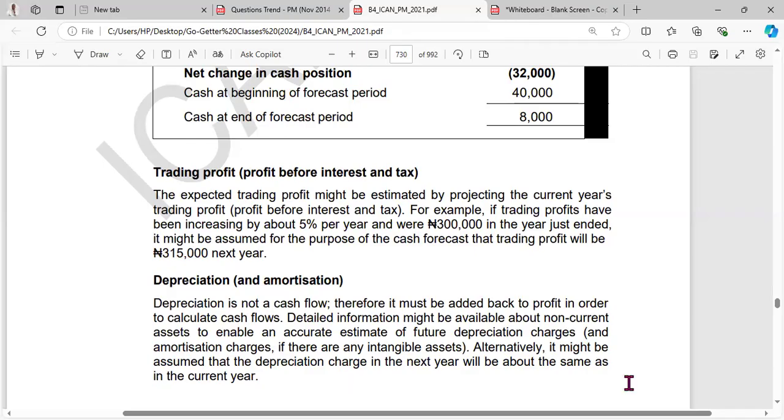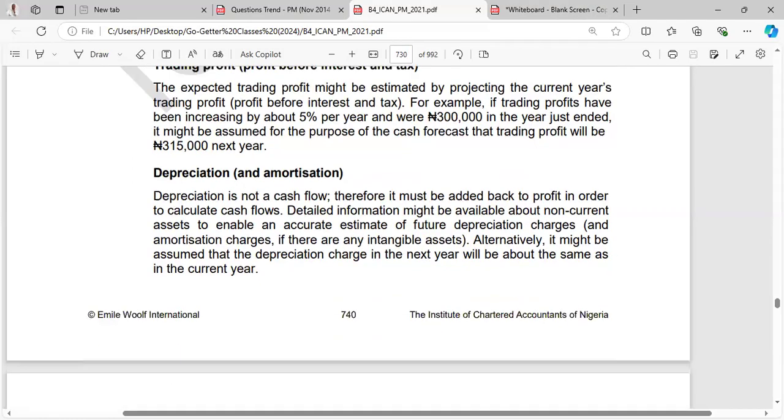Detailed information might be available about non-current assets to enable an accurate estimation of future depreciation charges and amortization. Amortization and depreciation are the same thing, but depreciation is used for tangible items and amortization for intangible items like goodwill, patent rights, and all that. So that's it.